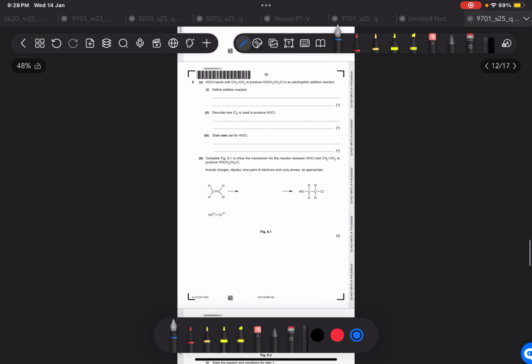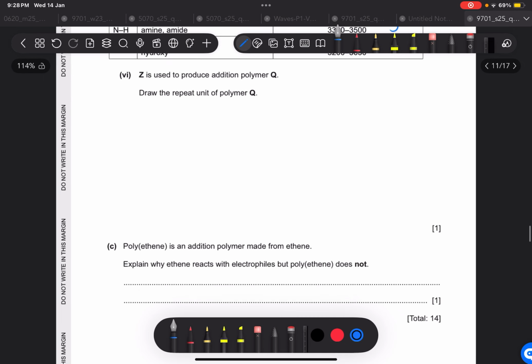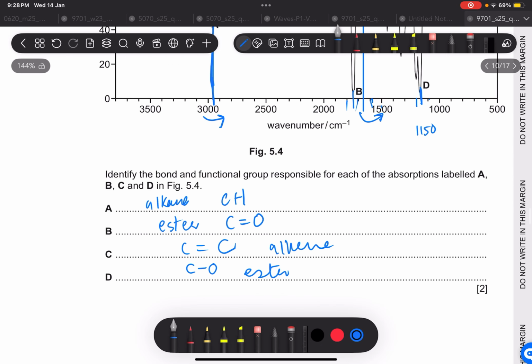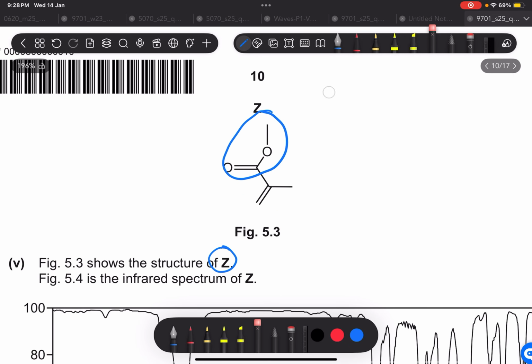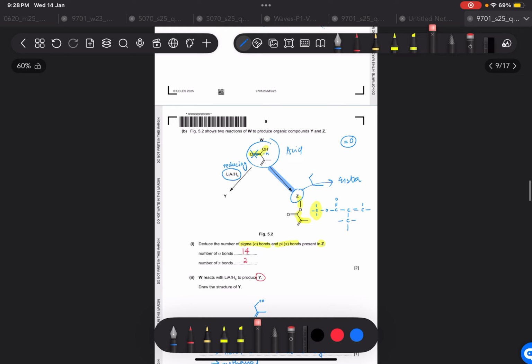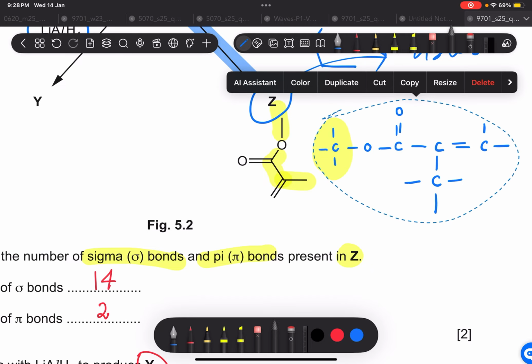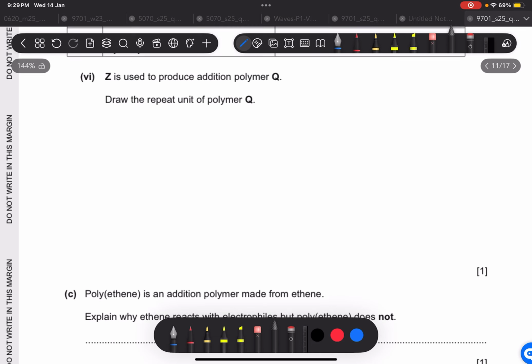I think I am. Oh, I'm not. Okay, Z is used to produce an addition polymer. Draw the repeat unit of the polymer. Okay, Z, where Z? This is Z. It's used to draw an addition polymer, and I have to draw a repeat unit of the polymer. Okay, first what I'm gonna do for you guys is I'm just gonna draw it. I've drawn it. Look, this is Z. I've drawn it. So I'm just gonna copy it, and then I'm gonna show you how I draw an addition polymer for this structure.